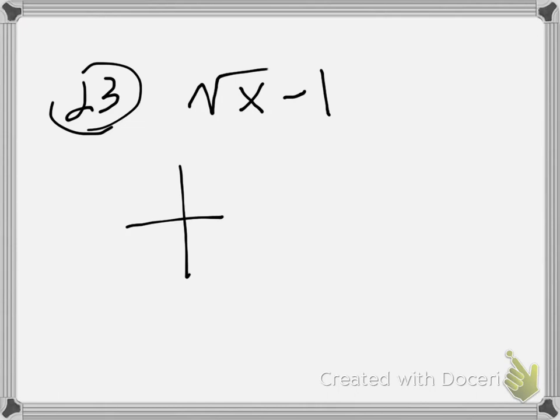Alright, so this one, we have a -1 behind our function, so everything's going to move down 1. So that's where my function is going to start. I can draw that. This is a positive function, so it's going to go up and over.